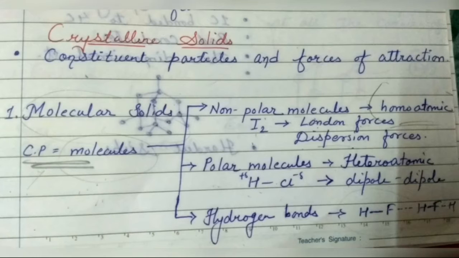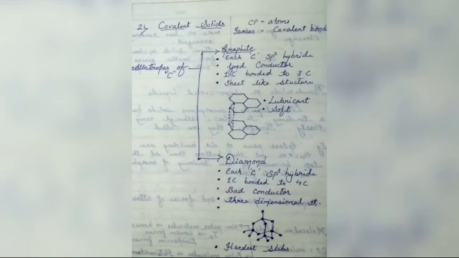Next, the classification of crystalline solids. Crystalline solids are classified depending on the constituent particles and the force of attraction. Molecular solids is the first classification. They have constituent particles as molecules: non-polar, polar and hydrogen bonded. You are able to see which kinds of forces are present over there. That is what we talked about.